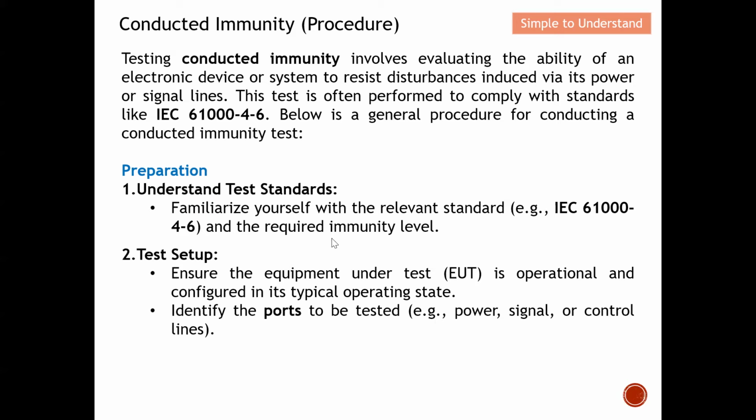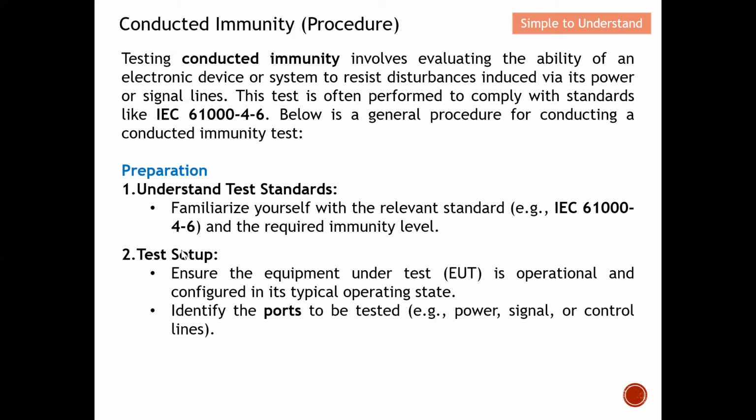As I mentioned earlier on, there are three main levels to test your DUT. Firstly, you need to familiarize yourself with the relevant standard, which is IEC 61000-4-6. From the standard, with different products, you will be able to know what the required immunity level to test is. So basically, this is step 1.